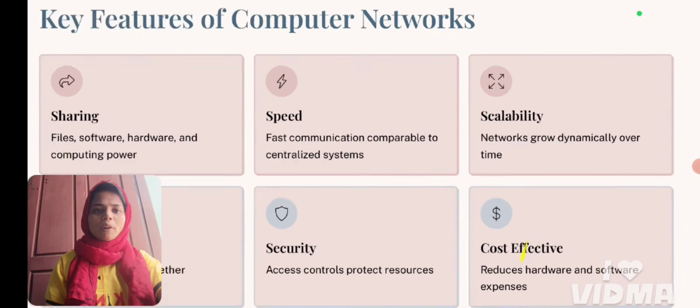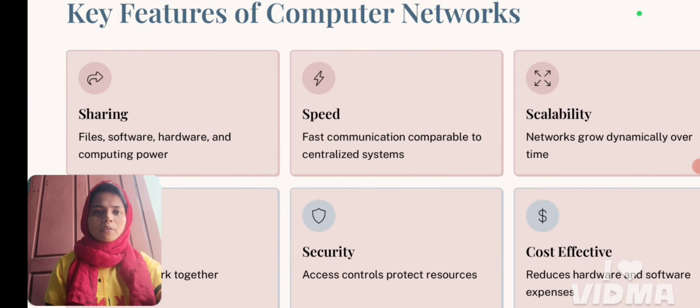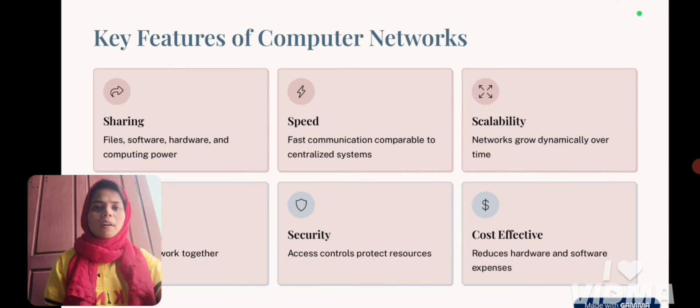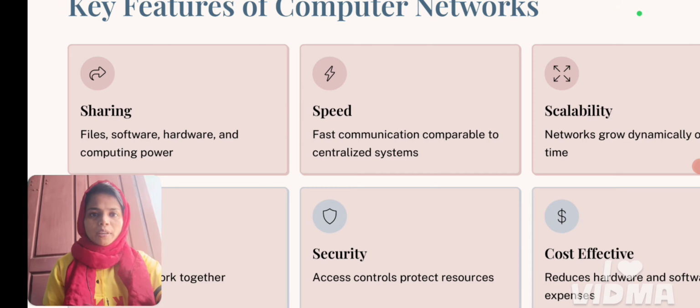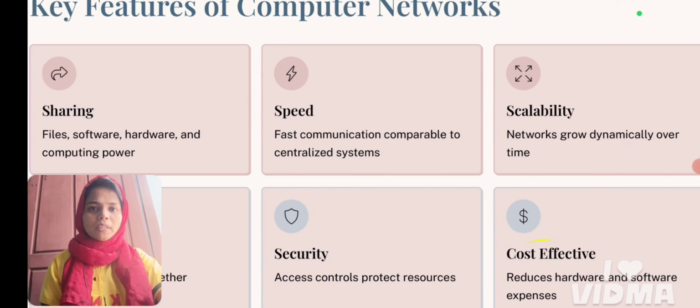Okay, then what are the key features of a computer network? There are many features. We will discuss some topics. Okay, first of all, sharing. Sharing is the main aspect in computer networks. Without sharing, we don't need any networking. So if we want to share files, software, hardware or any computing power, we need to enable computer networking, that is called sharing.